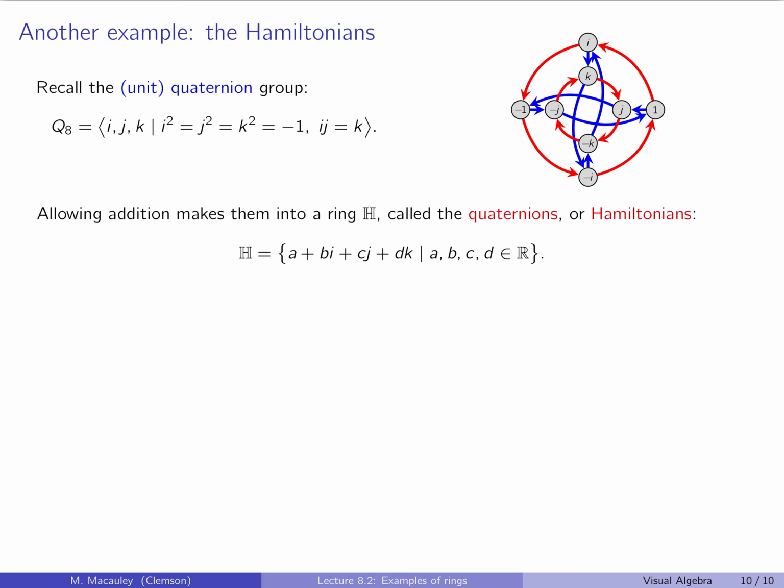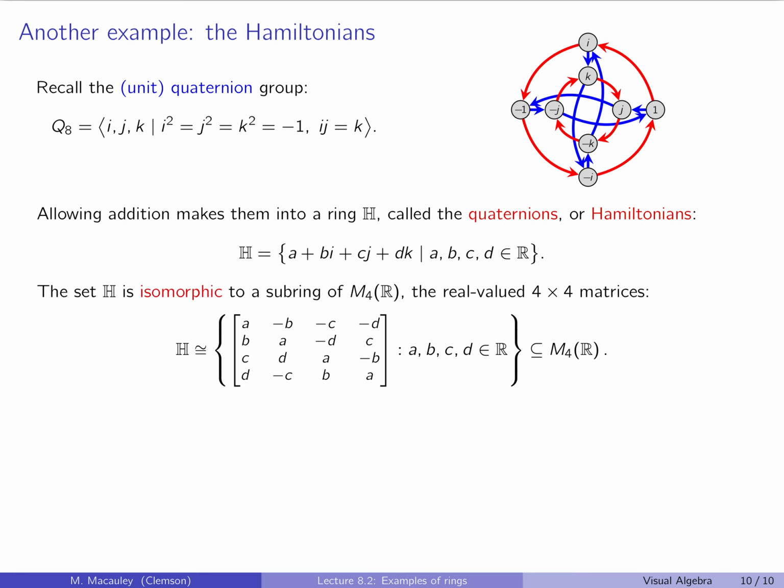And if we allow addition, and also allow there to be coefficients that are real numbers, then that makes them into a ring, called the quaternions or the Hamiltonians. You can think of this as extending the complex numbers. The complex numbers consist of all a plus bi, but this consists of all a plus bi plus cj plus dk. This is isomorphic to a subring of 4x4 matrices over the real numbers. And so you can think of each element here as corresponding to this matrix.